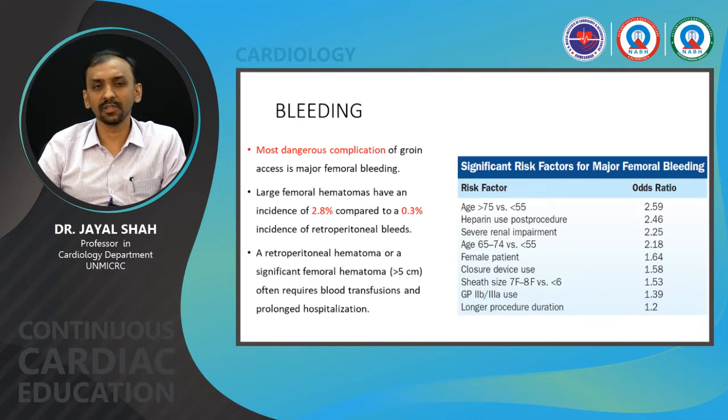Another important complication is the bleeding. So the most dangerous complication of groin access is major femoral bleeding. Large femoral hematomas have an incidence of 2.8% compared to 0.3% incidence of retroperitoneal bleeds. A retroperitoneal hematoma often requires blood transfusion and prolonged hospitalization and is often associated with very high mortality.